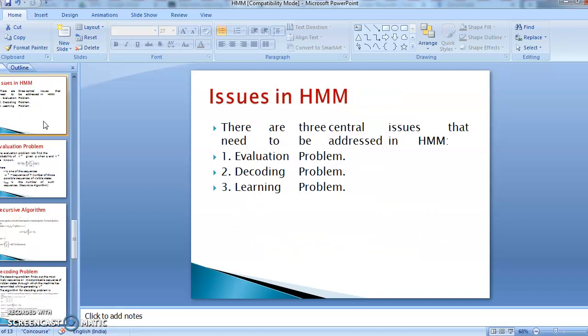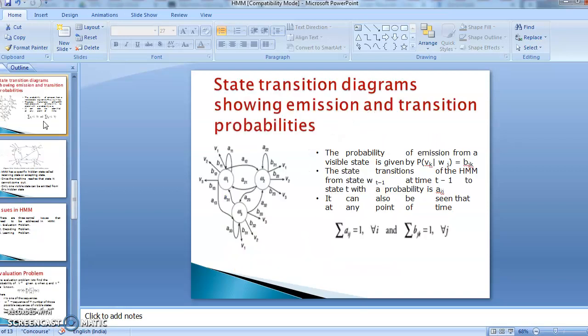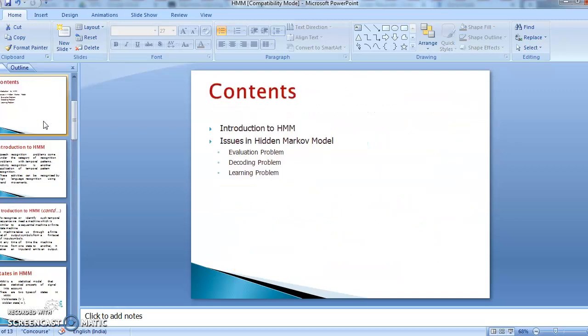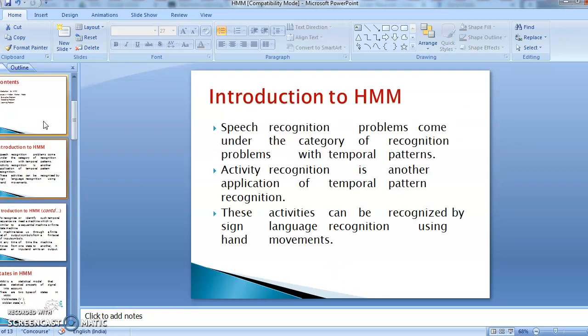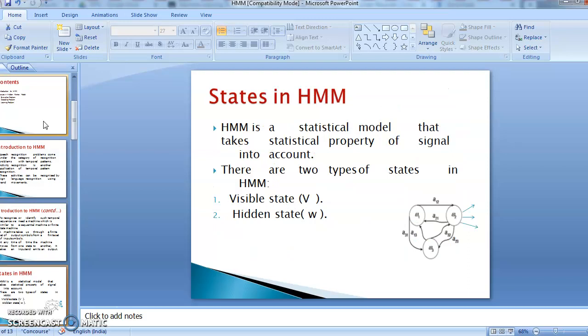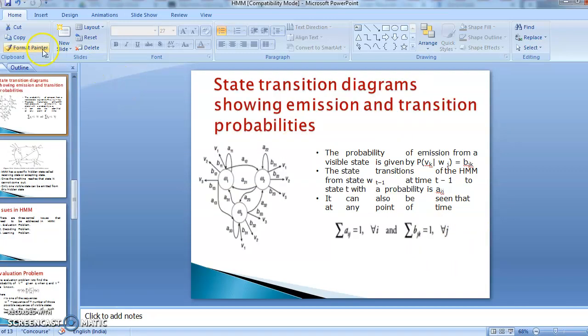We will solve one example on HMM. So just a review: the Hidden Markov Model is used for classification. It makes use of finite state automata, which takes some inputs and gives the output. W1, W2, W3 are called the hidden states. V1, V2, V3 are called the visible states.